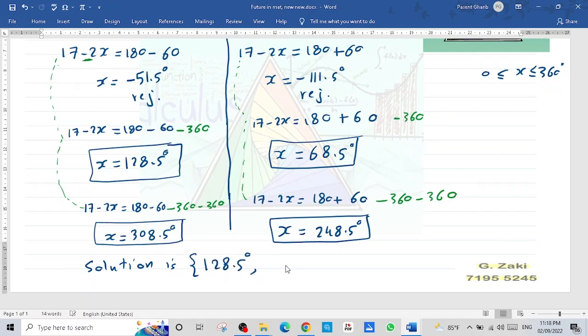Then the final solution is 128.5 degrees, 308.5 degrees, 68.5 degrees, and finally 248.5 degrees.